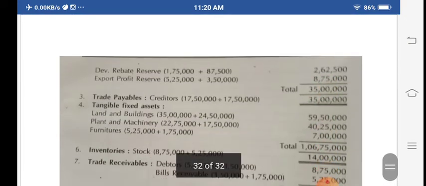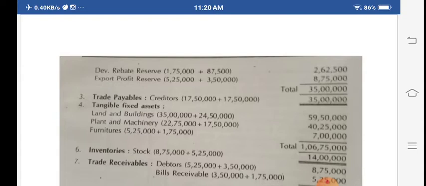Next, the development rebate reserve: 1,75,000 for A Limited plus 87,500 of B Limited. The total will be 2,62,500. And the export profit reserve for A Limited is rupees 5,25,000, and for B Limited is rupees 3,50,000. All these things are given in the note. Just see in the problem, 8,75,000. The total amount is rupees 35 lakh, so it is taken in the balance sheet as 35 lakh.